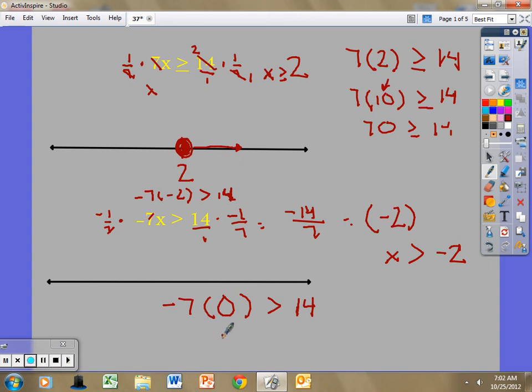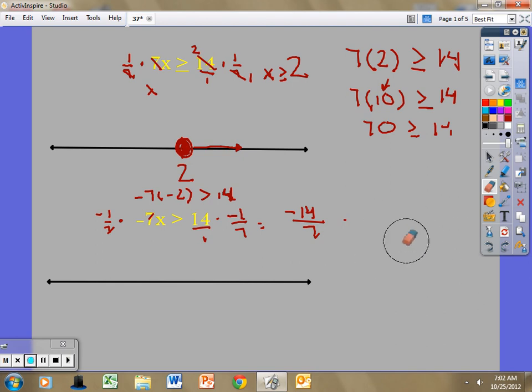Negative 7 times 0 is 0. Is 0 greater than 14? Absolutely not. So that explains why, when I am multiplying or dividing by a negative number when I'm dealing with inequalities, I must flip the inequality symbol. So really, again, this would still be my negative 2.